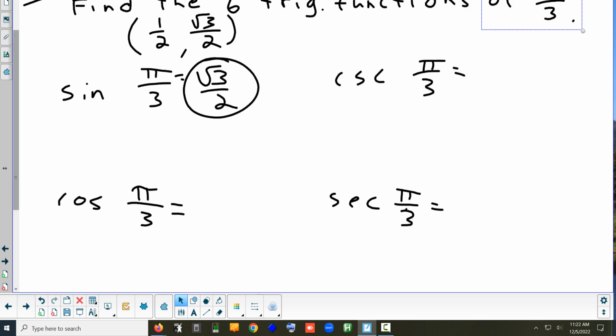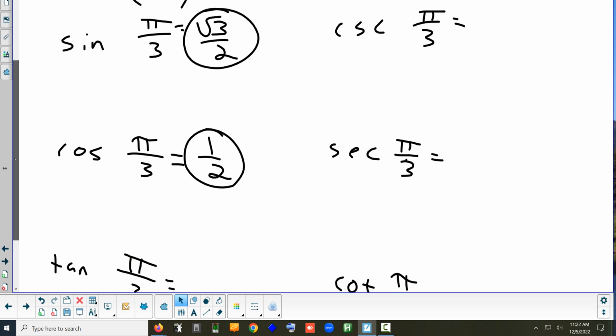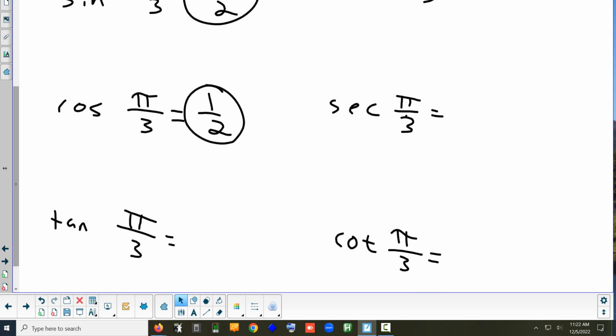What about the cosine? 1/2. And remember, if you think about it as an identity, tangent is sine over cosine, so just imagine dividing those. What's your tangent? Root 3 over 1, which is just root 3.